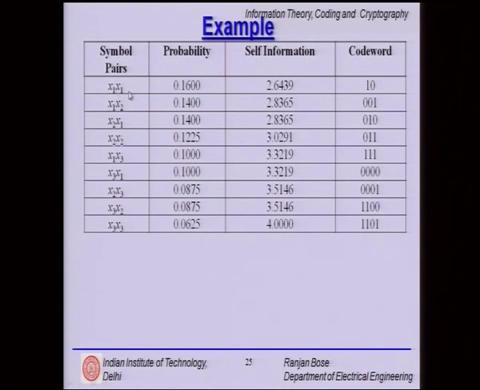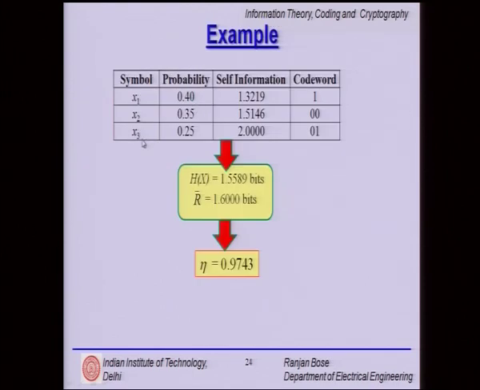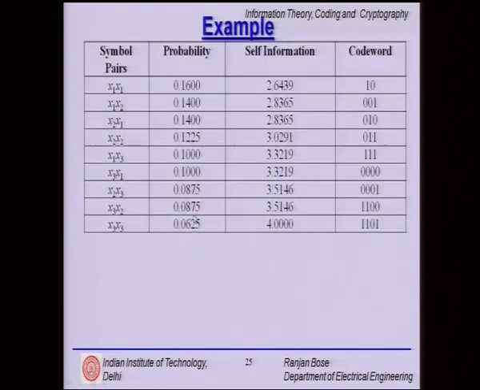I make b equal to 2. So, I pair up each one and I first find out the probabilities. What does it mean? I have x1 x1, x1 x2, x2 x1, and so on up to x3 x3. So, 9 pairs. Independent probabilities multiply. So, x1 was 0.4, so x1 x1 is 0.16. x3 is 0.25, so x3 x3 is 0.0625.